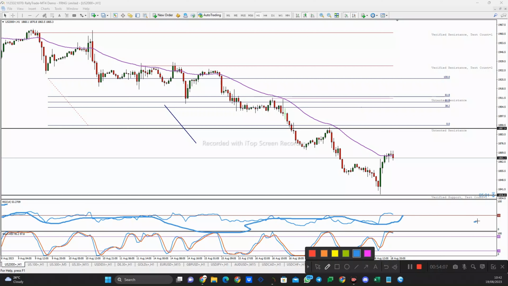RSI above 50 on 1 hour, you're looking for buys. Below 50 on 1 hour, you're looking for sells. If your RSI is above 50 on 1 hour, you go to 15 minutes to look out for buys. If your RSI is below 50 on 1 hour, you go to 15 minutes to look out for what? For sells. Okay. All right.